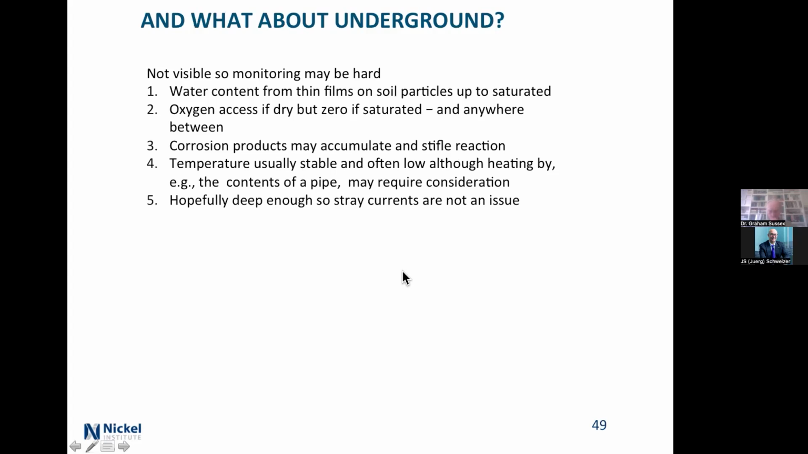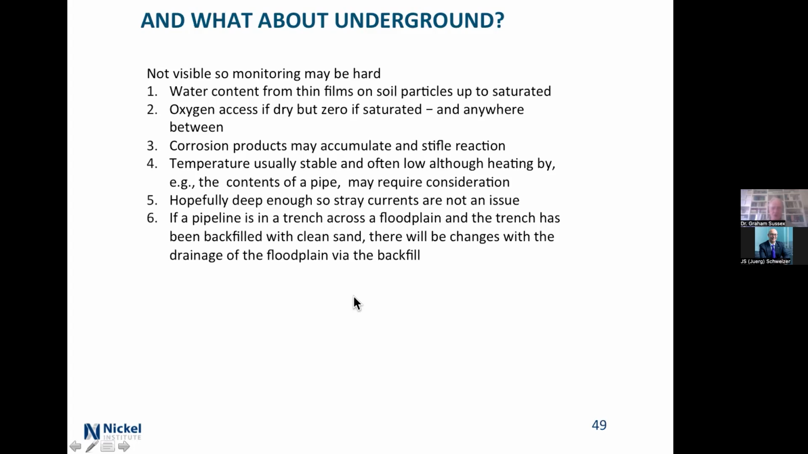And stray currents from trams or electrical faults, yes, they can be a problem, but not if you've got proper earthing, and hopefully the things are going to be deep enough so you don't get stray current issues. And if you've got a pipeline that's in a trench going across a floodplain, or it's a place where they basically put the drainages in under what was a marsh to build a new factory, then even if you backfill with nice clean sand, you may find that you've got bugs growing and causing corrosion under a pipe.